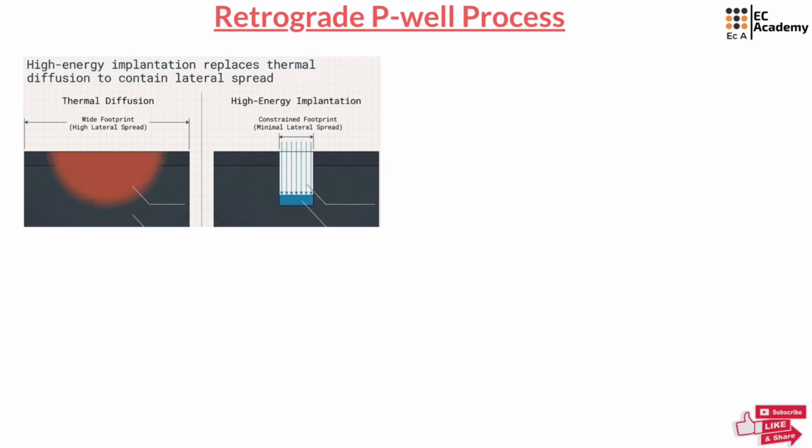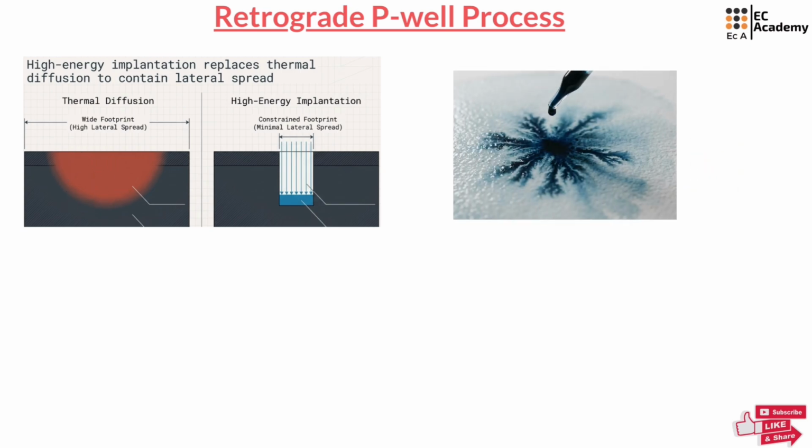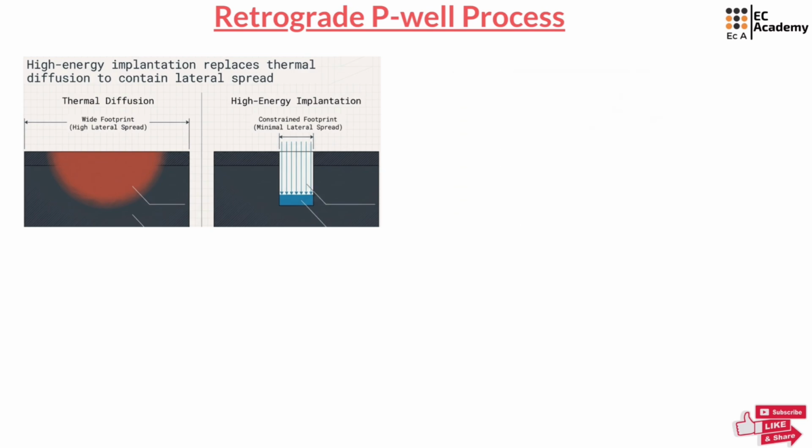In older days, we used something called conventional P-Well diffusion. You just imagine dropping an ink on a wet paper. What will happen? The ink will go down the paper, but it also spreads sideways, right? Similar to this, when we do thermal diffusion on a substrate to create a P-well, it will also create the lateral spreading, as you can see from this diagram. This sideways spreading is known as lateral diffusion or lateral spread.